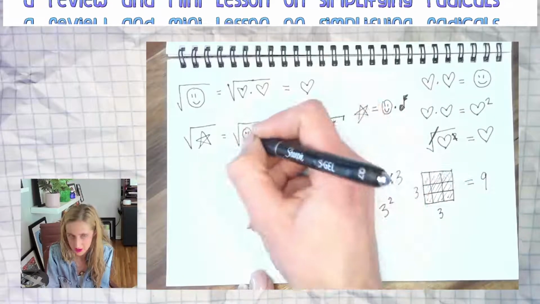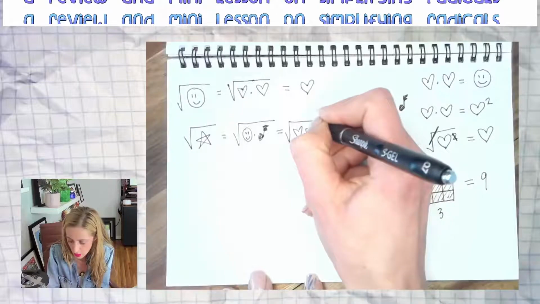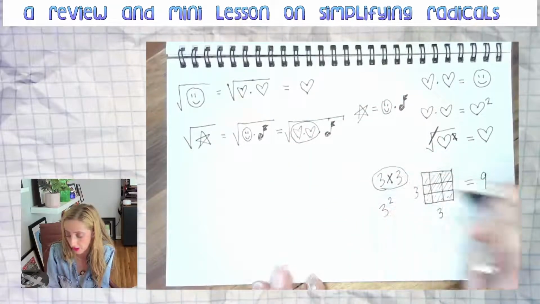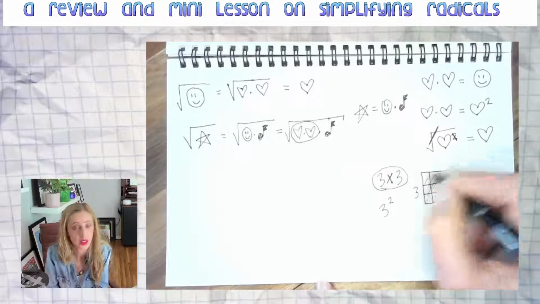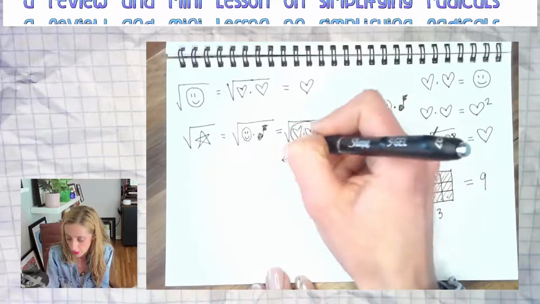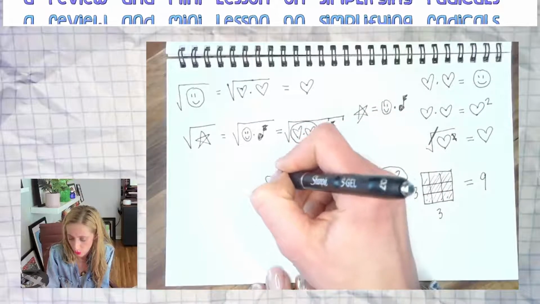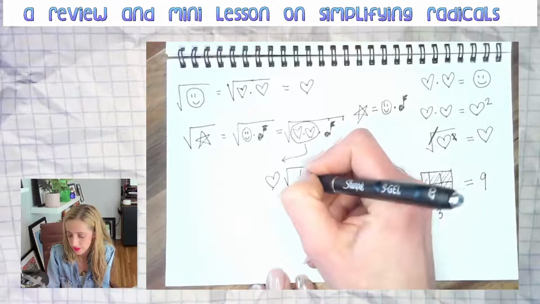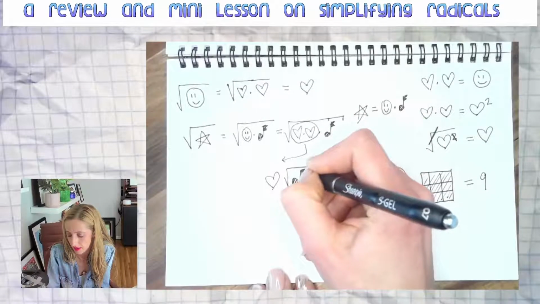Heart and heart is smiley face. Well, that's the only perfect square. Remember, it's heart by heart, 3 by 3. It makes a perfect square. So we can take its square root. The square root of that, only one of those hearts comes out. This music note, though, it's got to stay inside.